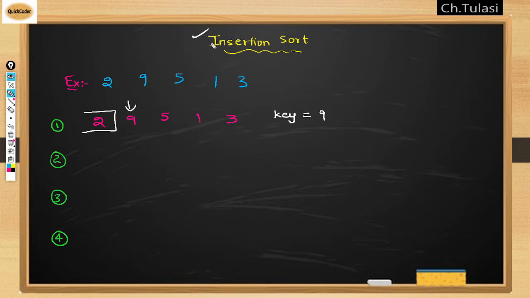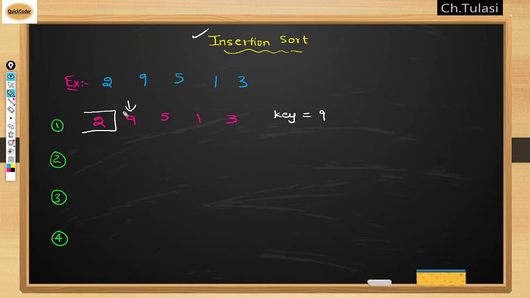Okay, today's topic is insertion sort. Insertion sort is also one of the sorting techniques. Let's say, for example, 2, 9, 5, 1, 3 is an array. In the first iteration, what we usually think is that the first element, 2, by itself is already in sorted order. It is already in ascending order.